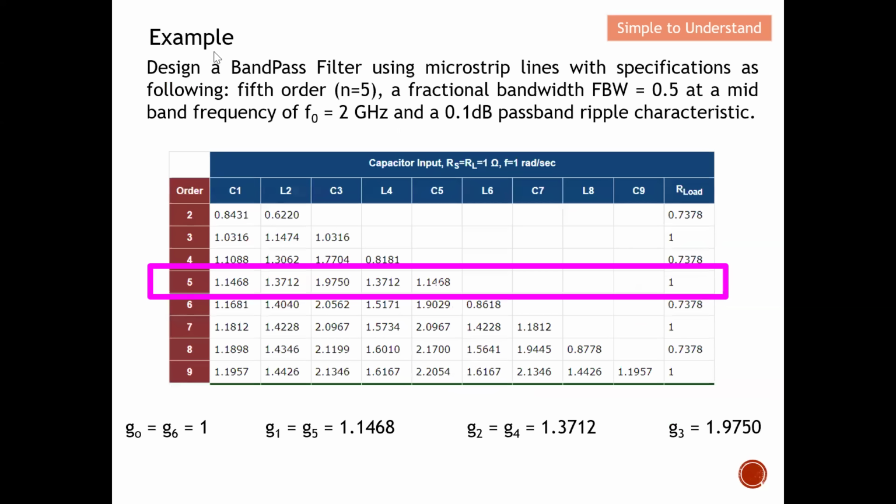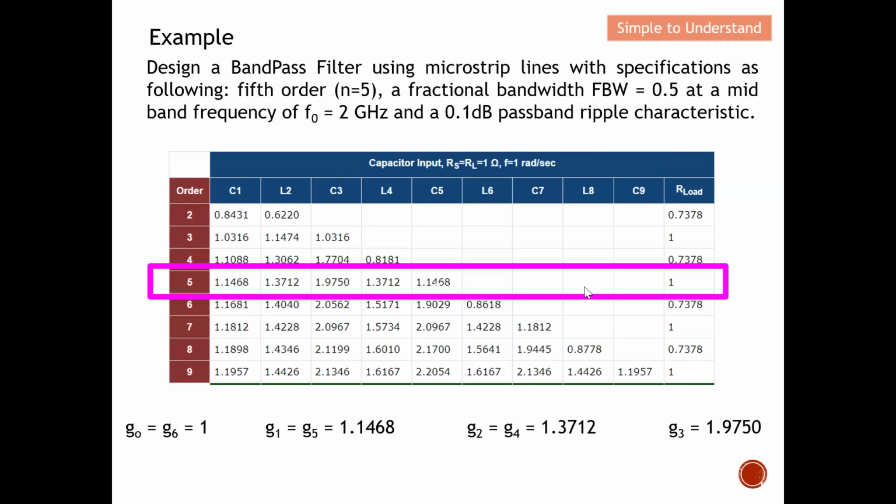Firstly, design a bandpass filter using microstrip line with the following specification. The fifth order, which means that I'm going to have 5 shunt short circuit stubs. So basically this is the first criterion. A fractional bandwidth of 0.5 at a middle band of f naught equals 2 gigahertz. So the center of the bandpass filter will be 2 gigahertz, and we are going to use 0.1 dB passband ripple characteristics here. Basically this chart is the 0.1 dB passband ripple characteristics.